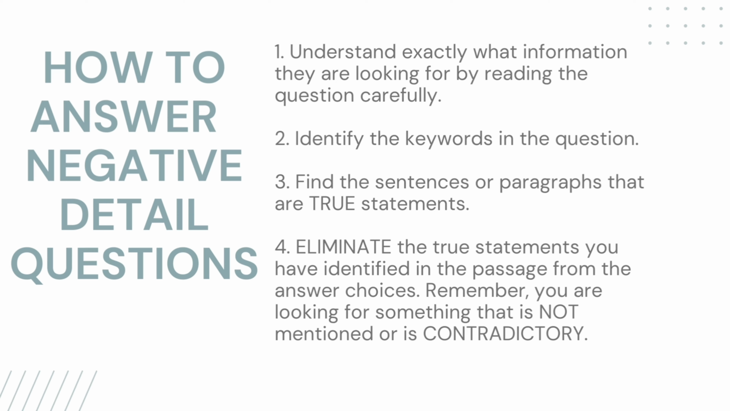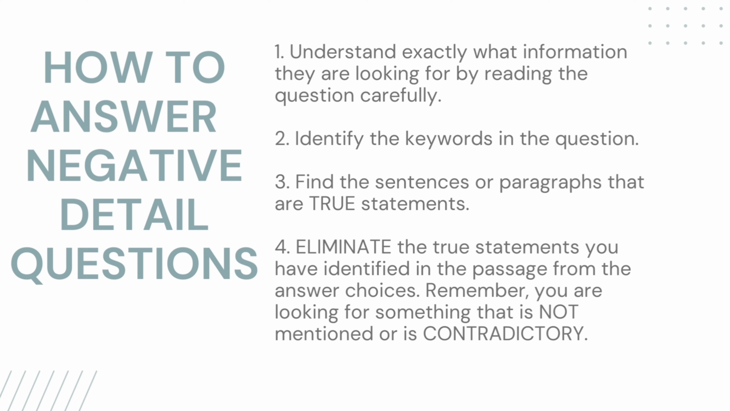So again, the first step is to understand exactly what information they are looking for by reading the question carefully. Remember, you can think of the W's: who, what, where, when. Step number 2, identify the keywords in the question. Step number 3, find the sentences or paragraphs that are true statements. So here you're looking for your windows still, but you're looking for things that you will eliminate in step 4 because you're looking for the true statements that you will eliminate in step 4.